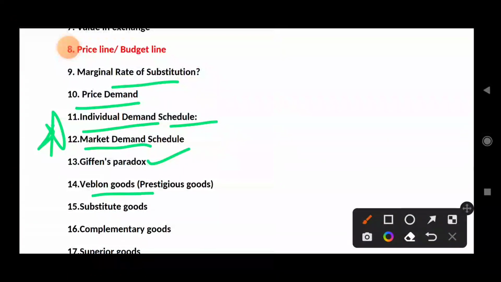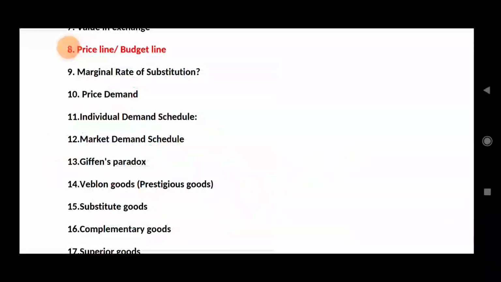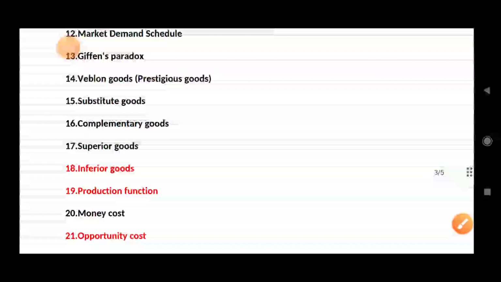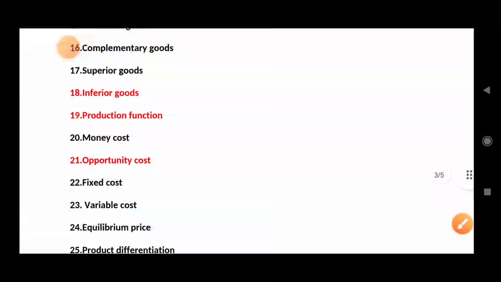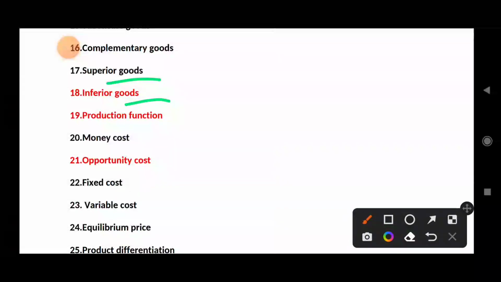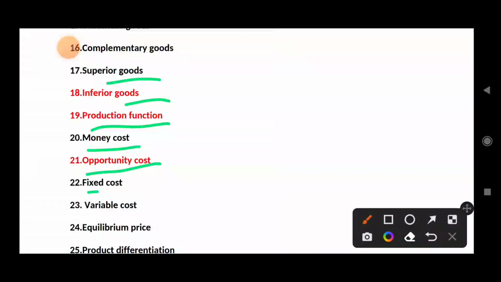Giffen paradox, Veblen goods, substitute goods, complementary goods. These are also important ones. Okay. Don't ignore. These are also important. Okay. If you learn in long, these will be covered as well. Superior goods and inferior goods. Production function, money cost, opportunity cost, fixed cost, variable cost.